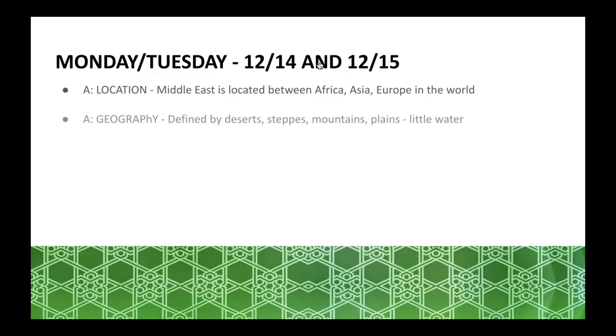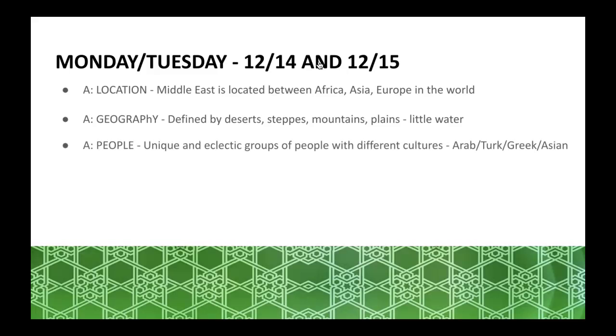In terms of geography, the Middle East is defined by deserts, steppes, mountains, and plains. And although there's little water, the fact is that their geography is in fact unique and diverse. In some parts of the Middle East, by the way, they can actually experience snow at certain parts of the season. In terms of their people, they're unique and eclectic groups of people throughout the Middle East.